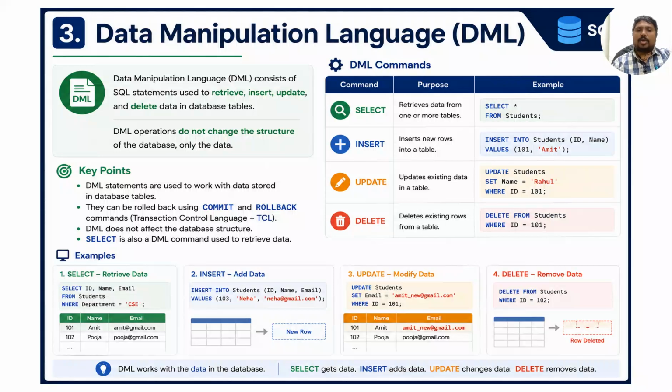The update used to modify the data in the table, such as update students, set email equal to Amit underscore new at gmail.com, where ID is equal to 101. Delete to remove the data, such as remove data from students, delete rows, delete from a student where ID equal to 102. This is all about the SQL statement and SQL statement categories such as DDL, DML, and next is a DCL.